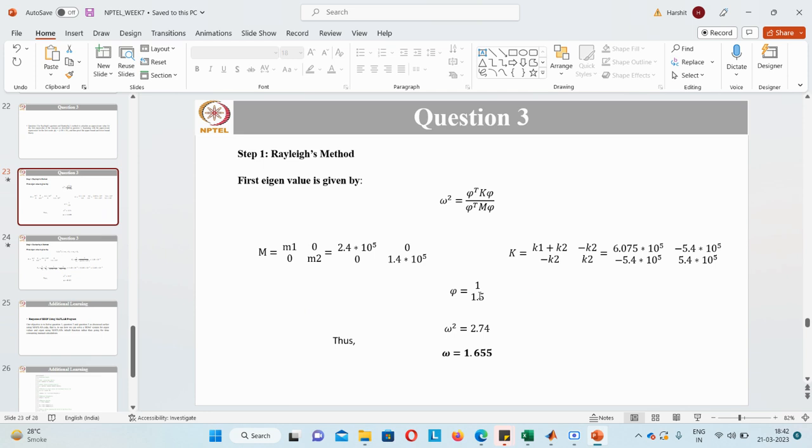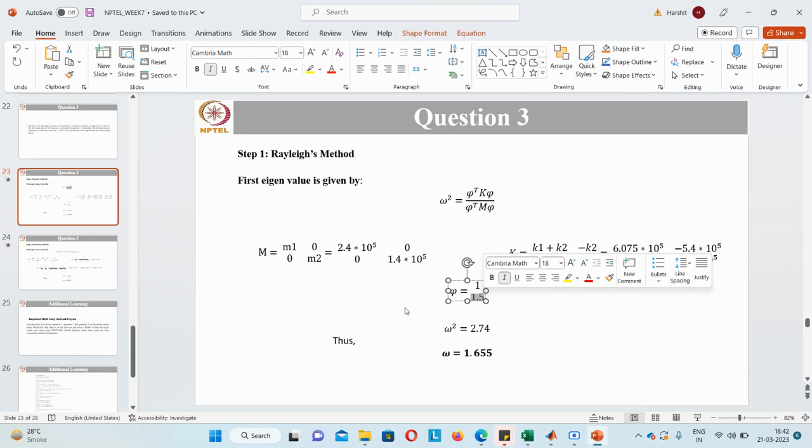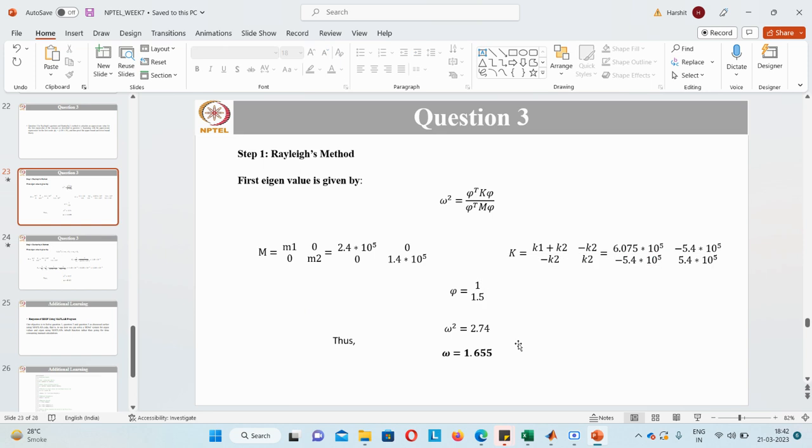Since we had a very deviated assumption of eigenvector, we obtained a very high value of omega. In today's MATLAB tutorial, we again see this Rayleigh's method, and we will see how, when we get close to the actual eigenvalue, the upper bound value also gets closer to the actual value.